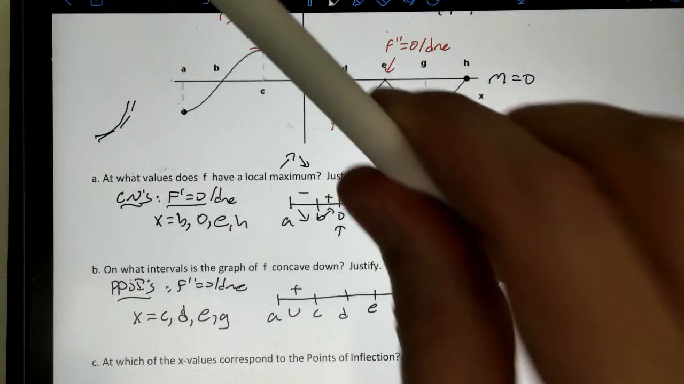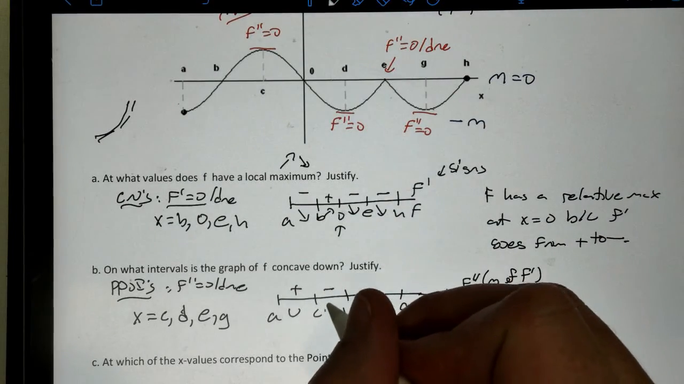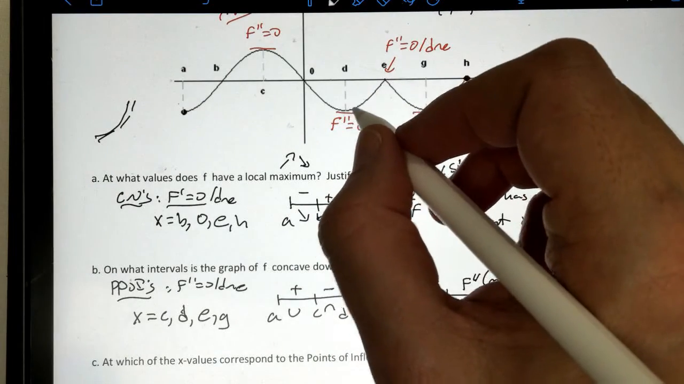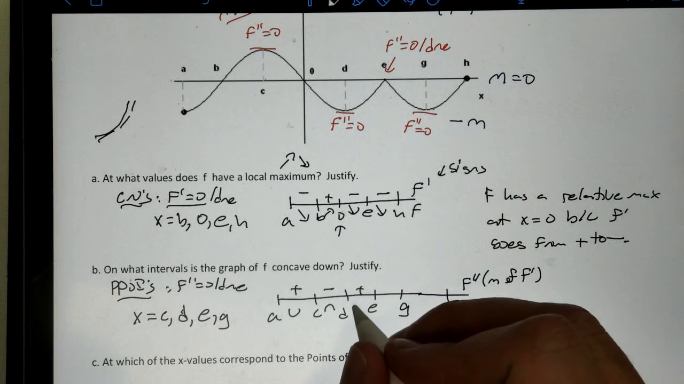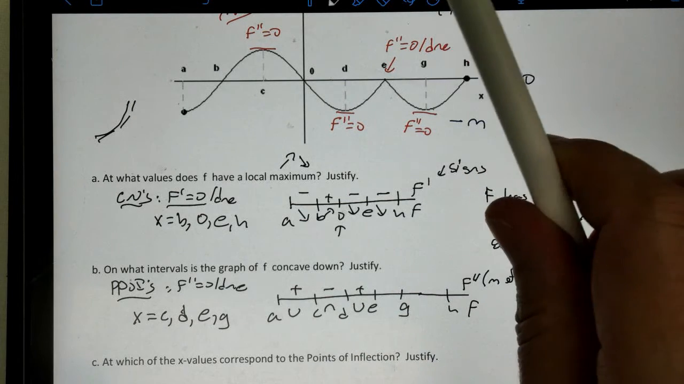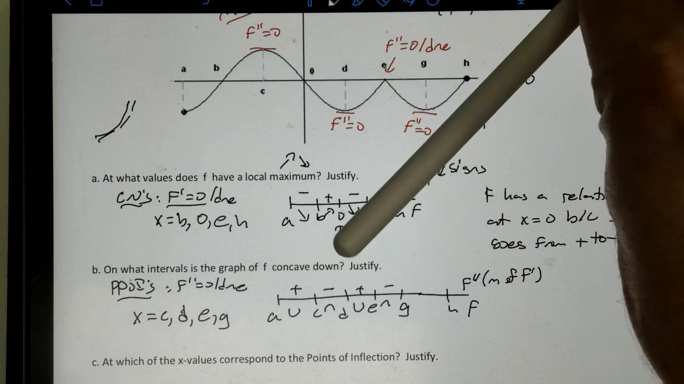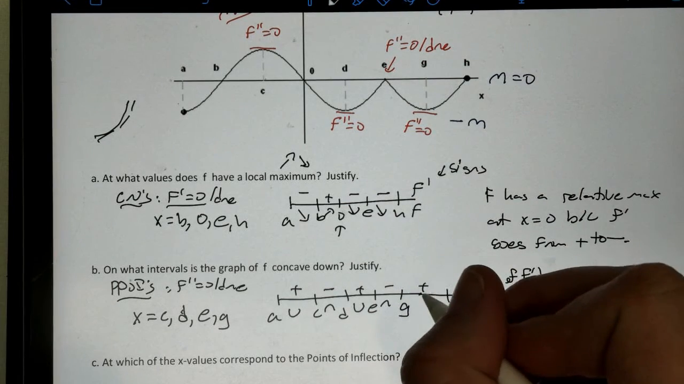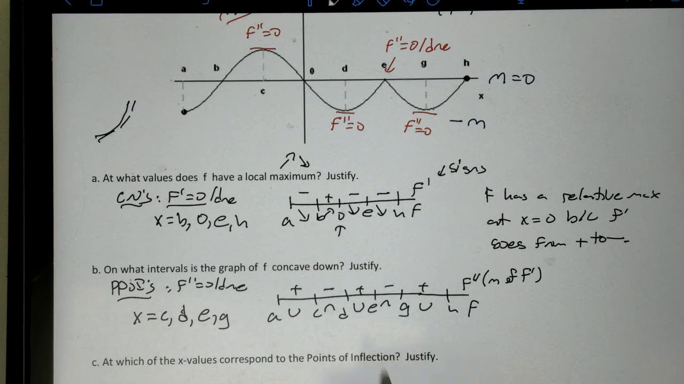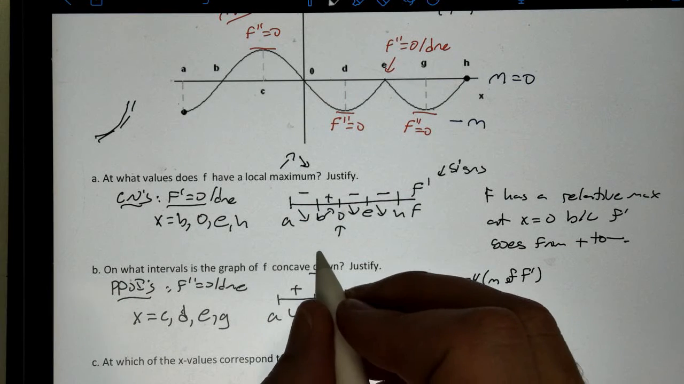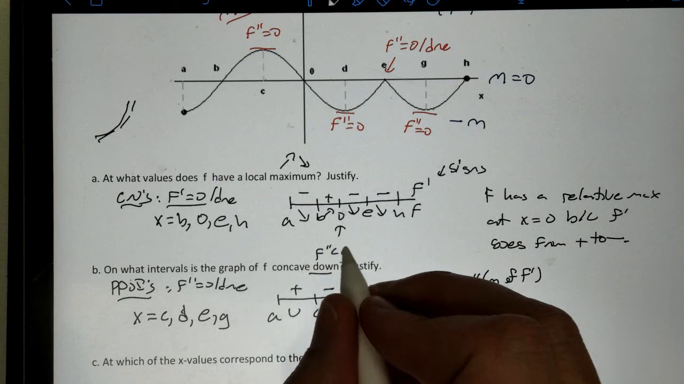Between C and D, we're negative. That tells us concave down. Between D and E, it's positive, concave up. Between E and G, negative, concave down. And then the slope is positive between G and H, and that's going to be concave up. So where we're concave down, this is where the second derivative, of course, is less than 0.